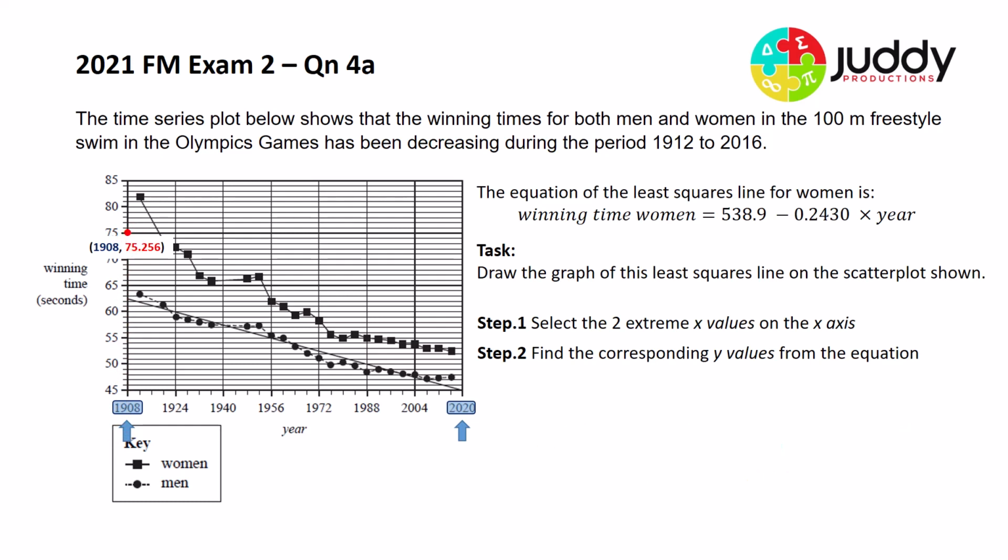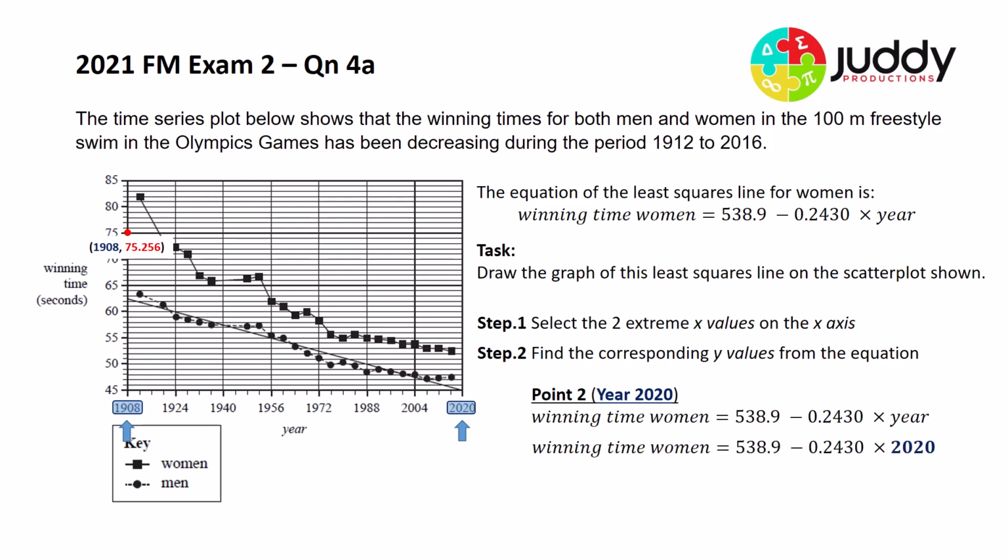Let's repeat this now for the year 2020, which is our extreme maximum or right-hand side of our x-axis. So point number 2, the year is 2020. We're going to use the same equation for the winning time of women. We substitute in for the year, the number 2020, and that provides us with a winning time for women in 2020 of 48.04 seconds. So the coordinates we've generated here is a year of 2020 and a time of 48.04 seconds. So we can plot that on our axis as well. Year of 2020 and a time of 48.04.